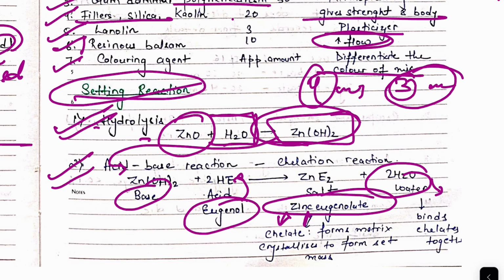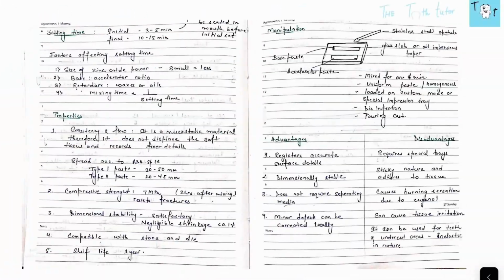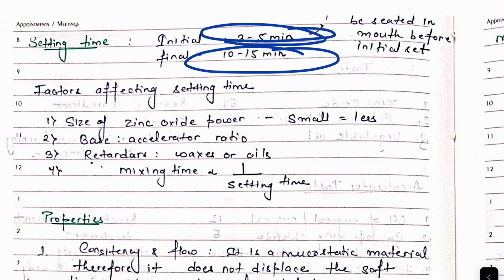So this salt has a chelate form. Okay, so it forms a chelate. A chelate is something that has various bonds, and they crystallize together to form a matrix. So these are the chelates that are formed by zinc eugenolate, and they crystallize together. And this water that is formed helps in binding these chelates. Okay, so this is the setting reaction of zinc eugenol paste. Talking about the setting time, the initial setting time is 3 to 5 minutes, and the final time may be up to 15 minutes.